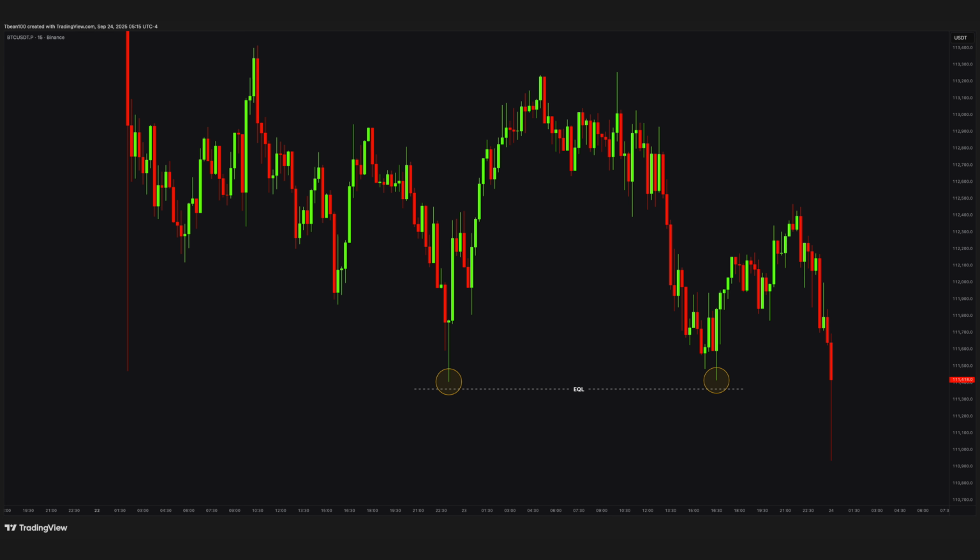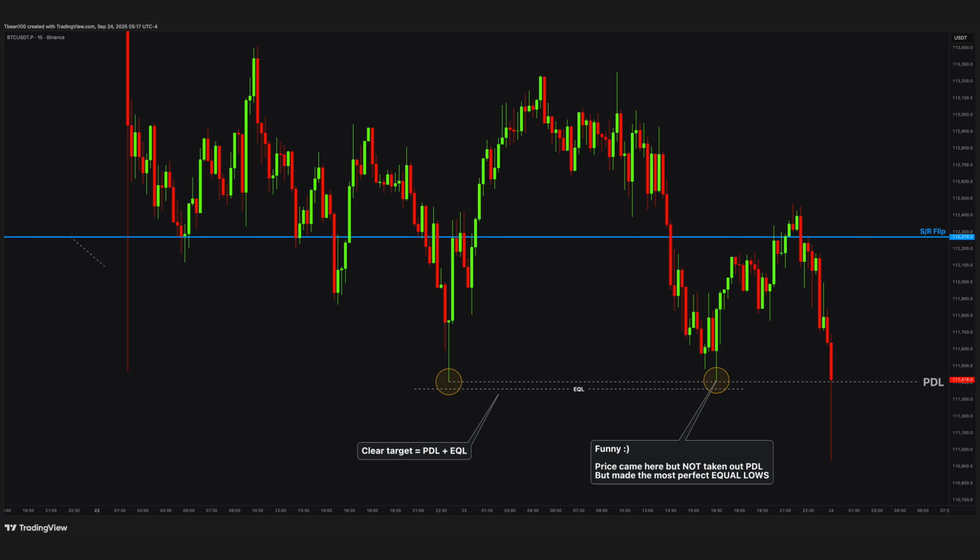This is not an ordinary equal low. It looks like almost hand-drawn. And it's actually combined with the PDL, the previous day low, as a target. It is funny that the price came here almost taking out the PDL, but it did not. Then it created the most perfect equal lows you can ever see in any chart. You can also see that this happens at a proper SR Flip area, a price level that rejected multiple times. Also on this 15-minute chart, you can notice a large imbalance area as well.